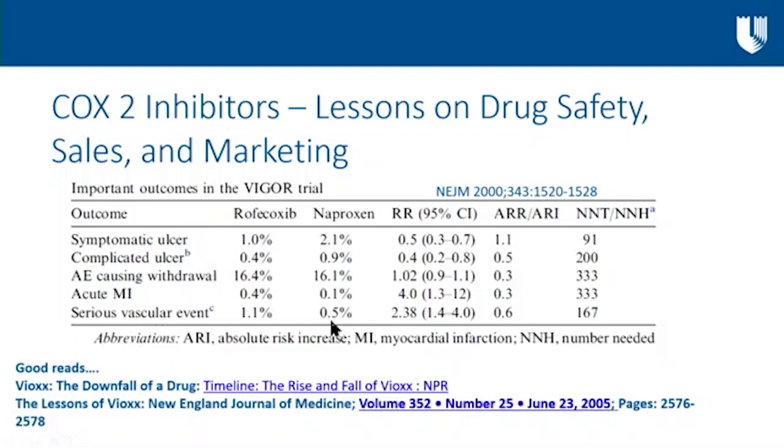Vascular events. Patients in the rofecoxib group had a much higher rate of vascular events than in the naproxen group. And it was like, when all of this started to come out.